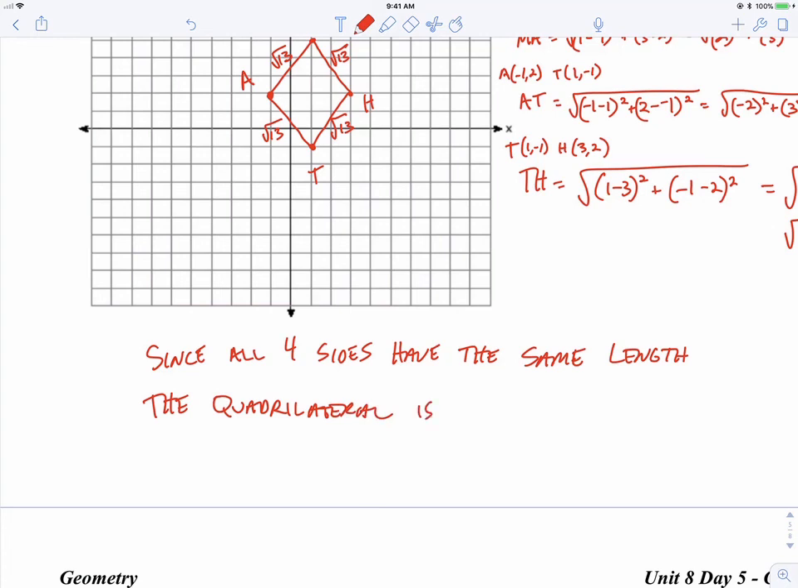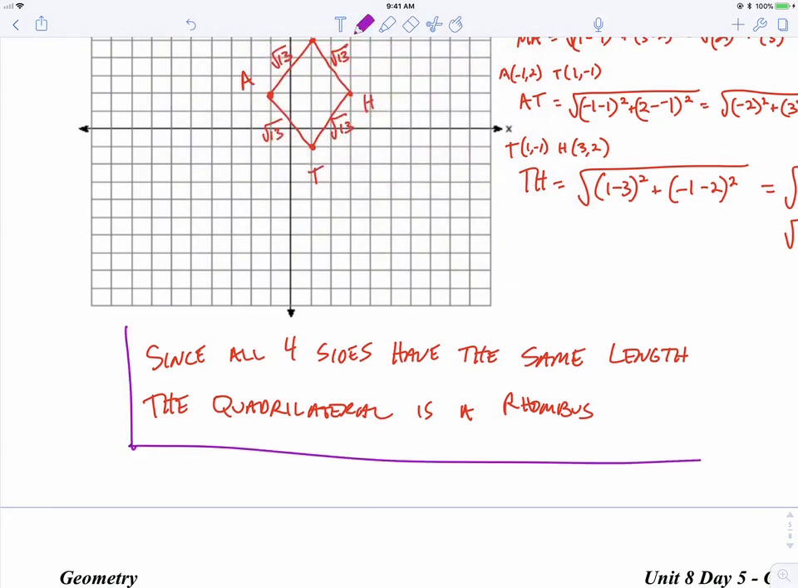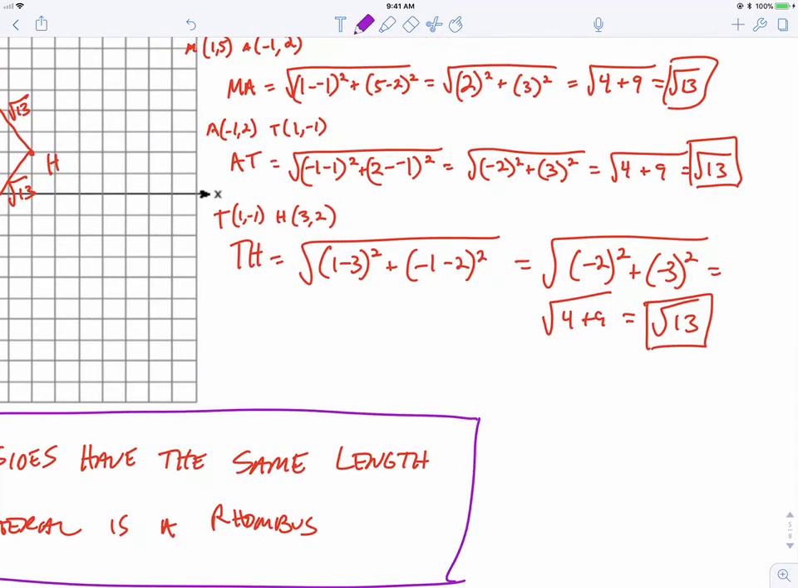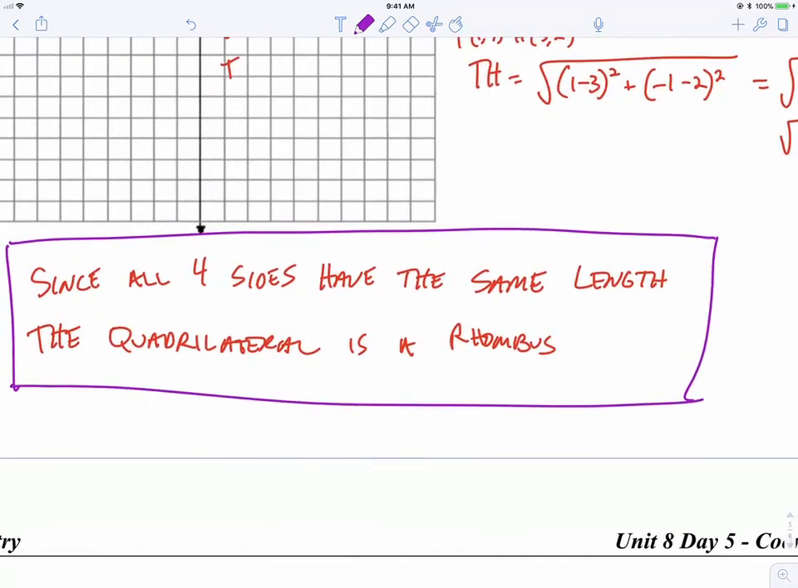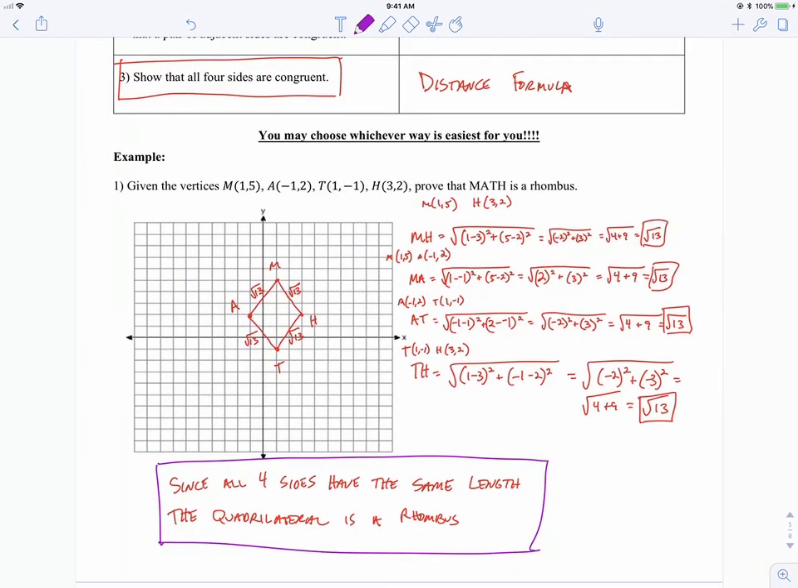is a rhombus. Again, I can't stress enough that when you do the take-home test, you've got to be making these concluding statements. You can't just show me some numbers and go, done, they're all square root of 13. You have to make these statements. So that is how you show a rhombus.